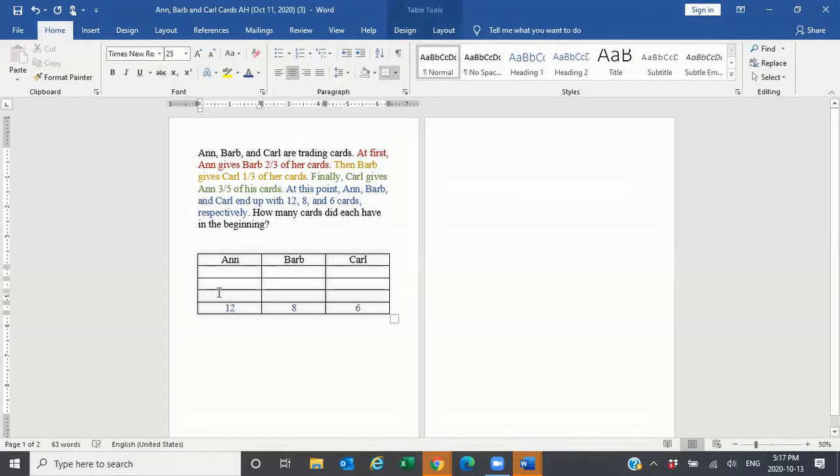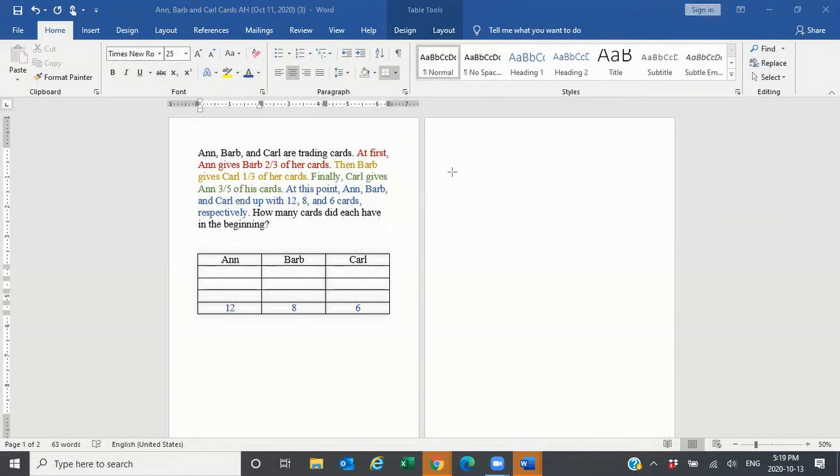Now onto the, it says, finally, Carl gives Anne 3/5 of his cards. Because we're working backwards, it's not really finally. The part we're focusing on is where it says, Carl gives Anne 3/5 of his cards. Okay, so we know that Carl gave Anne 3/5. So that must mean the 6 he has left over must be those other 2/5.